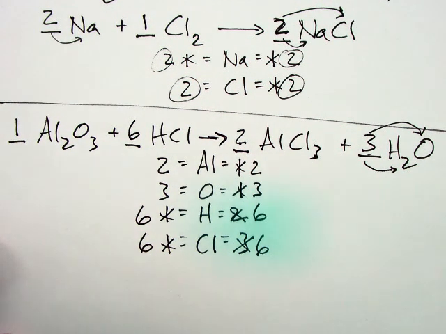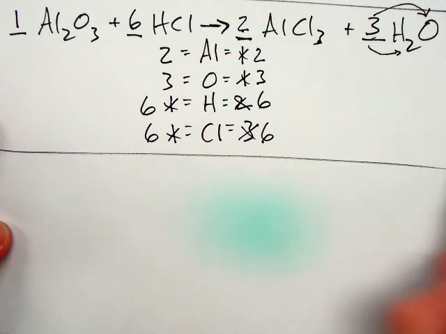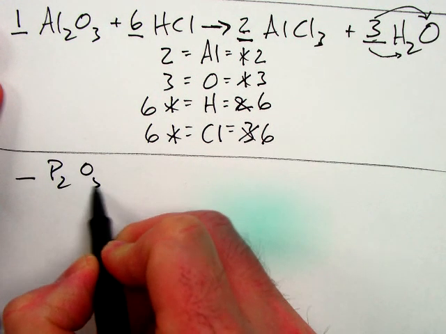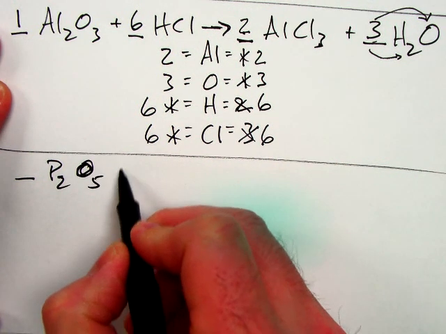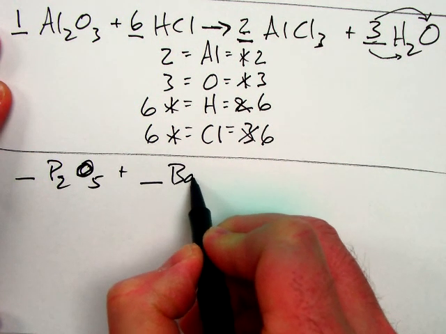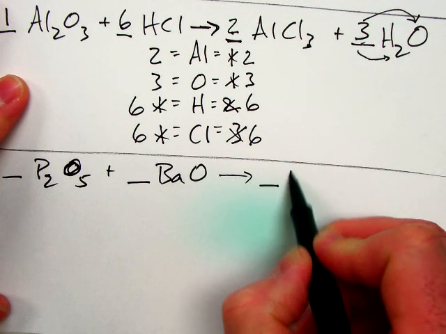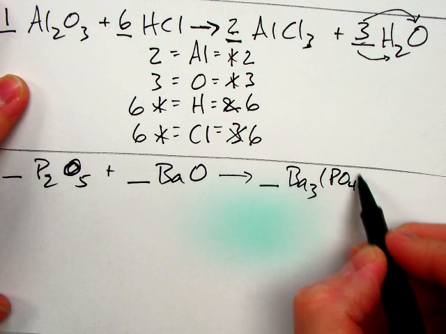So, leave that up here a little bit. And the last one is we're going to have P2O5. That's all together, I just wrote it far apart. Plus BaO goes to Ba3(PO4)2.